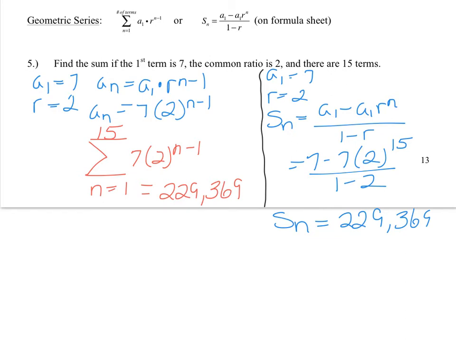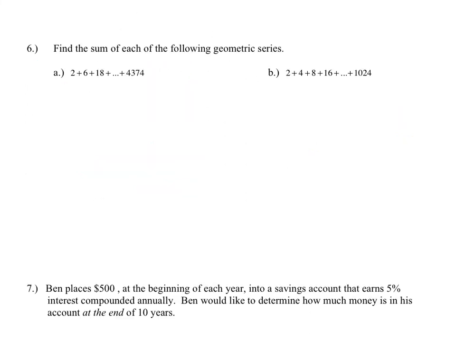And either way is acceptable to use. But what you have to remember about the second way, that this means S sub n means the sum of the terms. So you have to know how many terms you are summing. Okay, now that we've practiced that a little bit, let's move on to the next page.